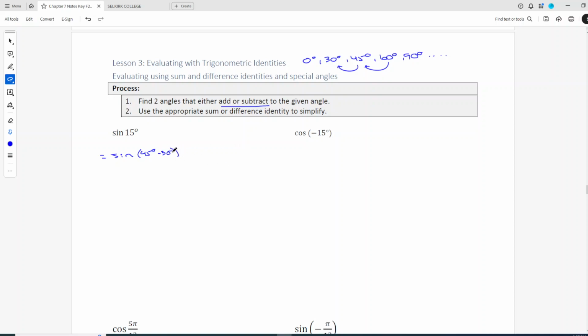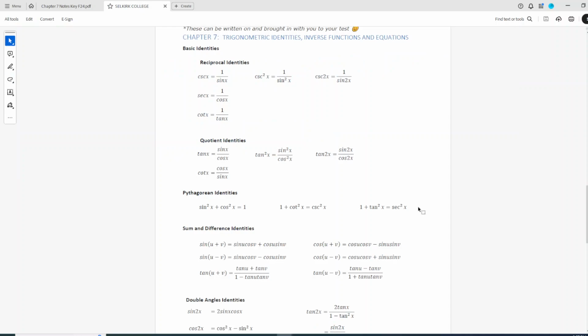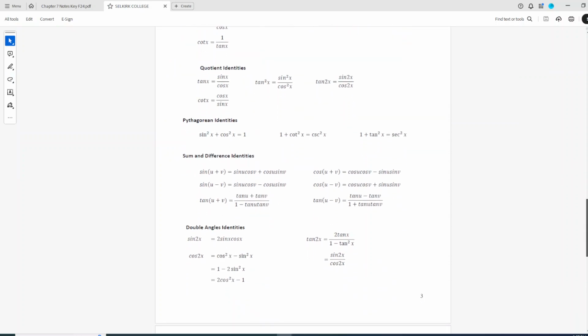Now what we've done is replace the 15 degrees with special angles, and now we're going to use our sum and difference identities to evaluate this. In other words, we can't take the sine of 15 exactly. Our calculator can do it to a decimal, but we can't find the value of sine of 15 exactly, but we can find the value of sine 45 and sine 30. So we're going to go over here and remind ourselves what our sum and difference identities are, looking at the sine sum and difference identities.